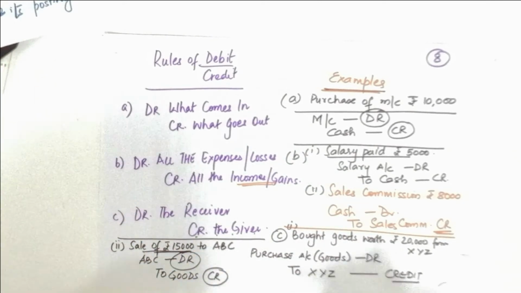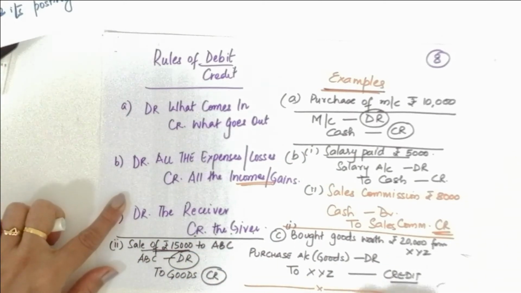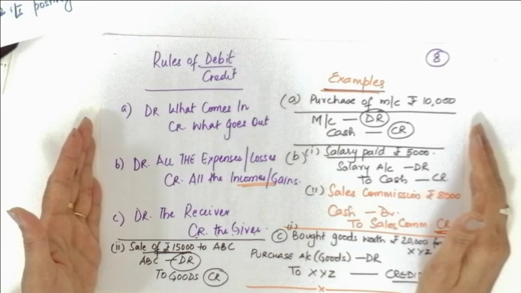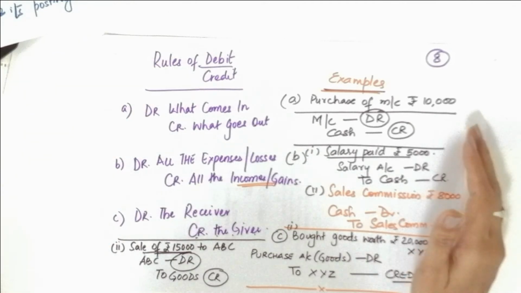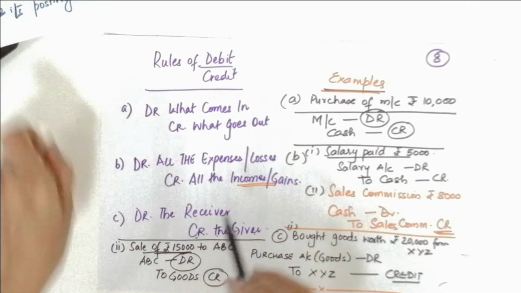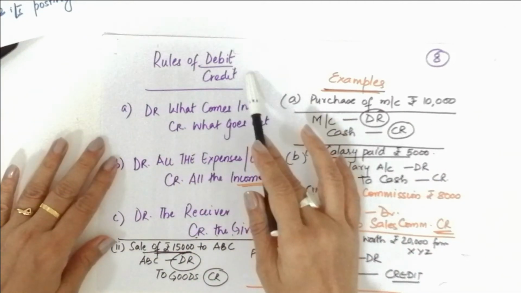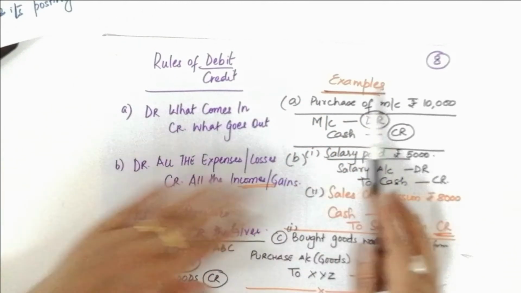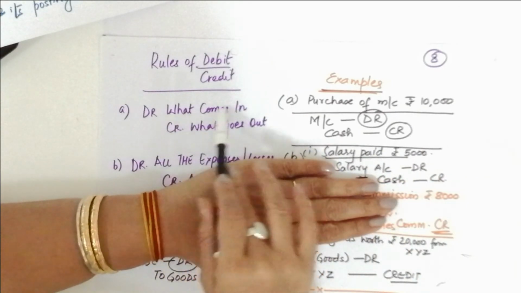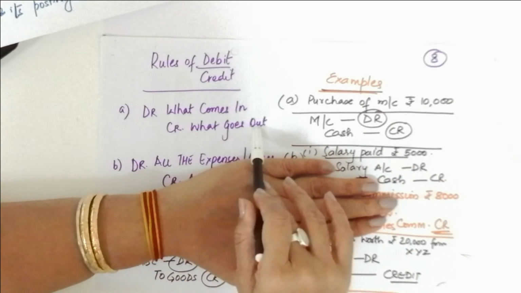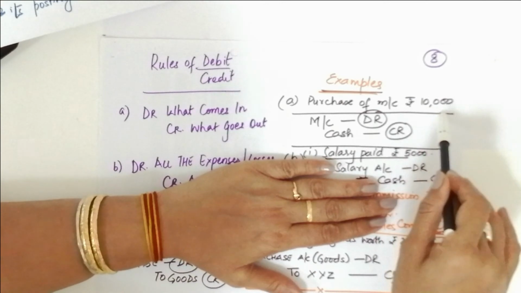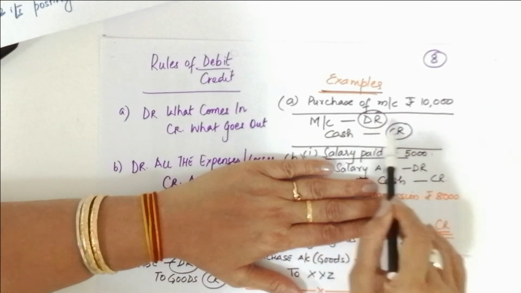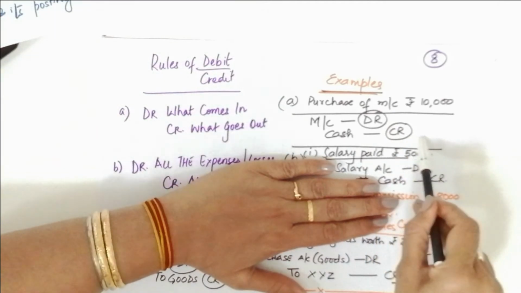So guys, with this, I complete today's class. I don't want to pull more because this itself is a little, you have to understand it more. Rules of debit and credit, I again reiterate for you. Debit what comes in, credit what goes out. Forget all this. When I purchase machinery of 10,000 rupees, what's coming in? Machine. And what's going out? Cash. So I'm paying cash, I'm going to credit this.